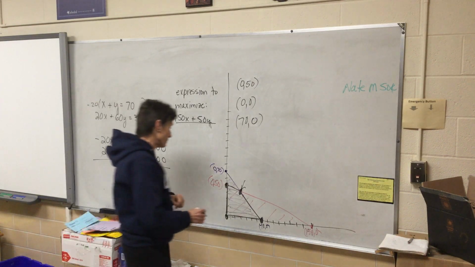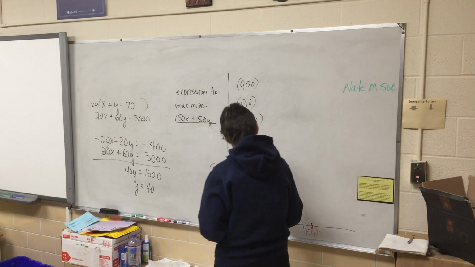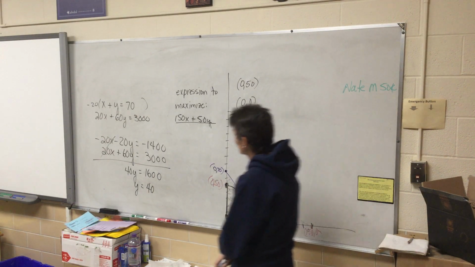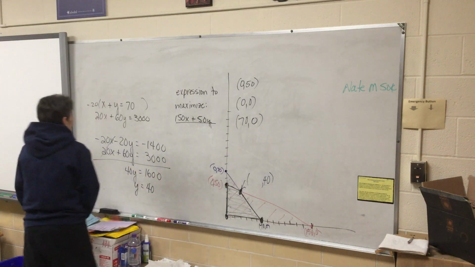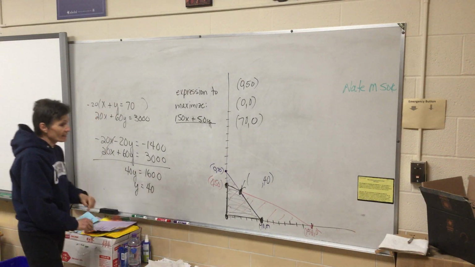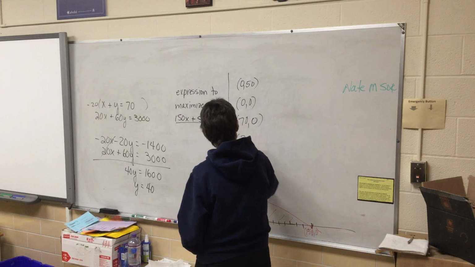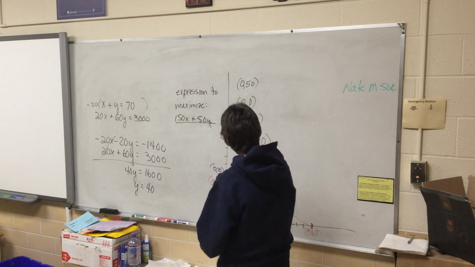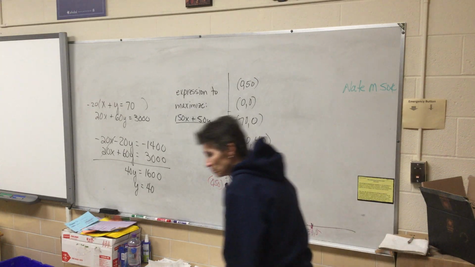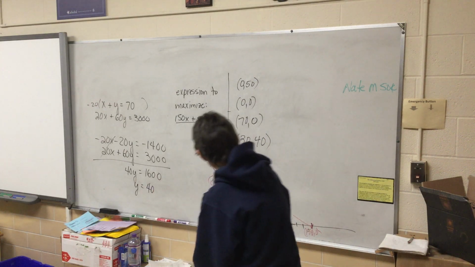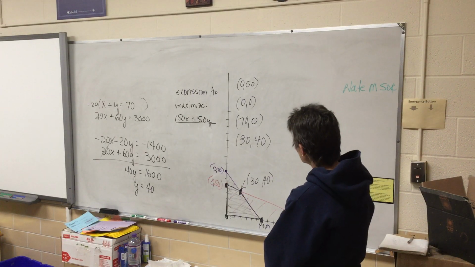I got y to be 40. And if y is 40, x has to be 30. So I got 30, 40, but I'll wait for somebody else to confirm that, since I've already made one mistake with these points. I got that too. Super, super, super.